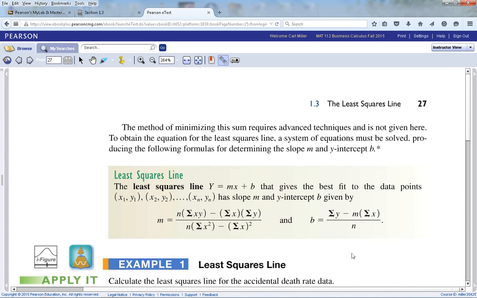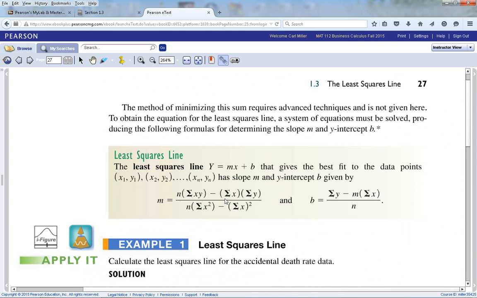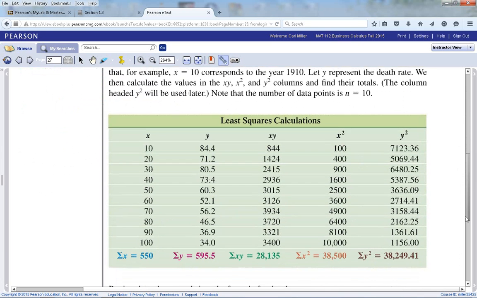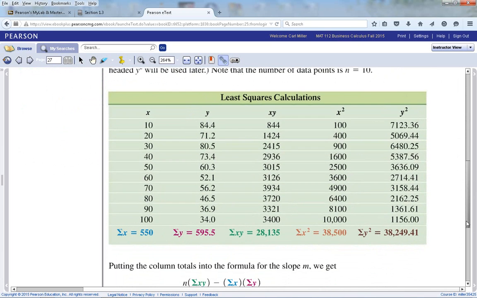Now the least squares line, which gives the best fit to any set of data points, has slope m and y-intercept b given by these formulas. And notice there's a lot of complicated looking notation in these formulas. But let's go down and look at what these actually mean in terms of our exercise. Notice that b involves the value of m, so we have to solve for m first in order to use this formula.